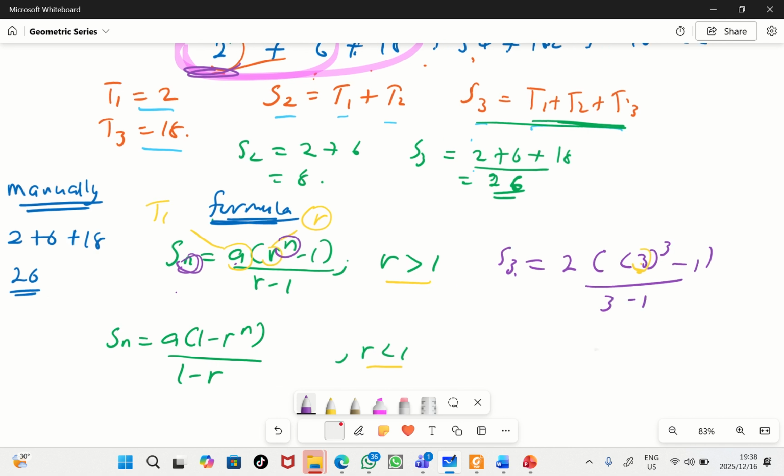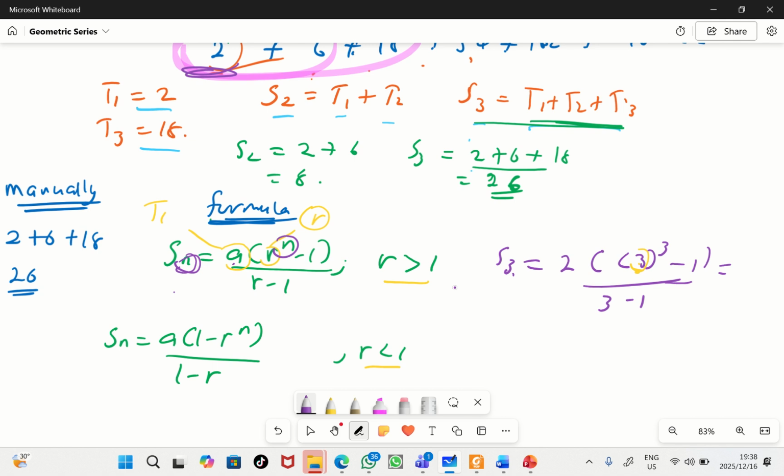Can you guys punch this? Please learn how to punch this into a calculator and get the same answer of 26. Please do me a favor and punch this, and tell me what the answer is. You've got to find it yourself.